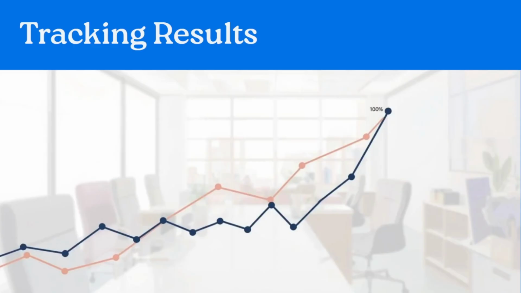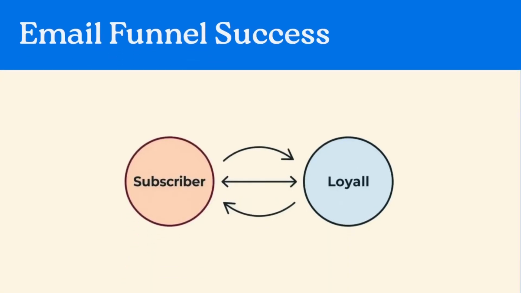In simple words, a good email funnel starts with a sign up offer, then sends a welcome email, builds trust through helpful content, introduces a solution, and guides the reader toward taking action. With the help of automation tools and good content, email funnels can consistently turn subscribers into loyal customers.